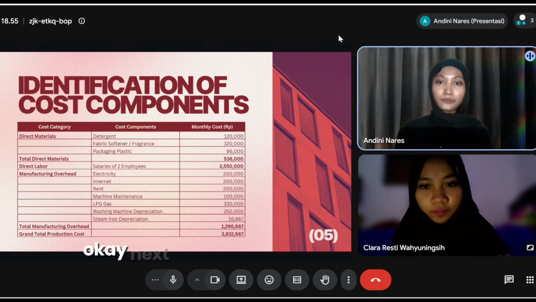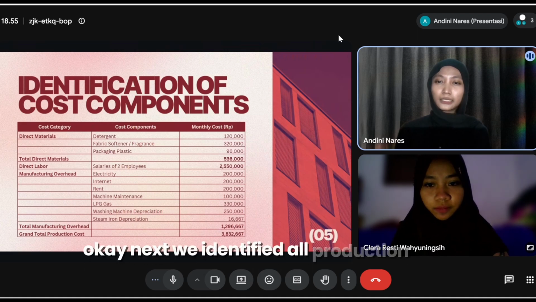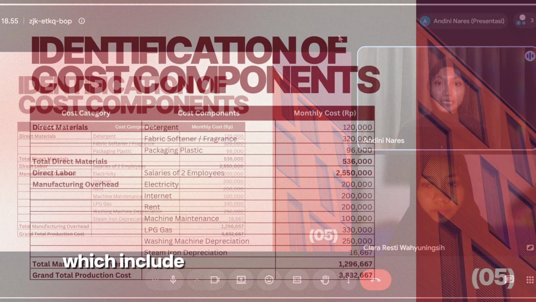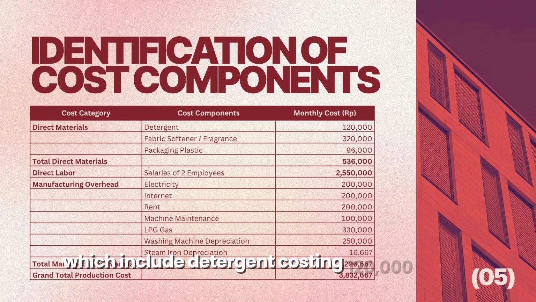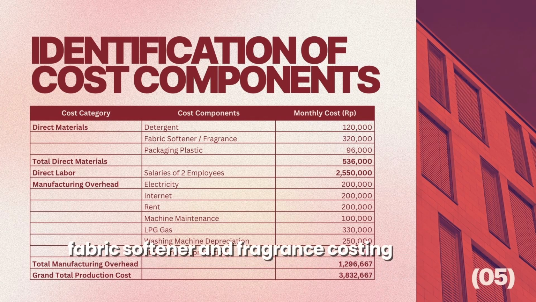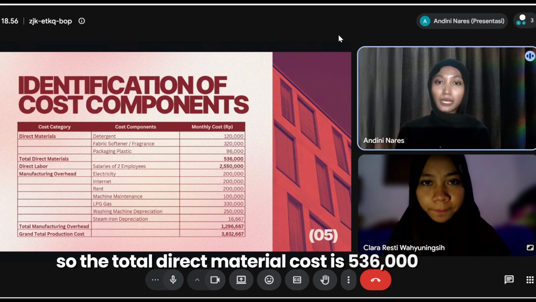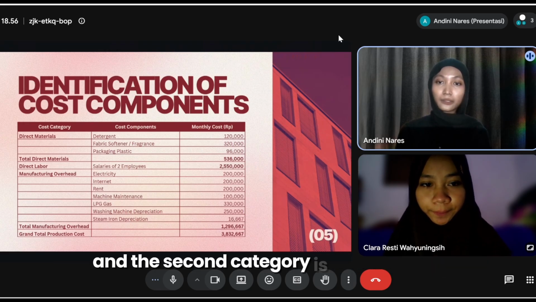Okay, next we identified all production cost components. There are three main categories. The first is direct material, which includes detergent costing 120,000 rupiah, fabric softener and fragrance costing 320,000 rupiah, and packaging plastic costing 96,000 rupiah. So the total direct material cost is 536,000 rupiah.